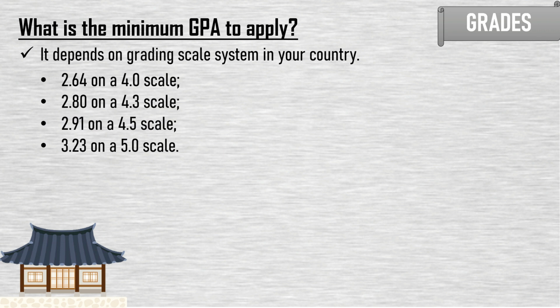So it's going to be 2.64 on a scale of 4.0, 2.80 on a scale of 4.3, 2.91 on a 4.5 scale, and 3.23 on a scale of 5.